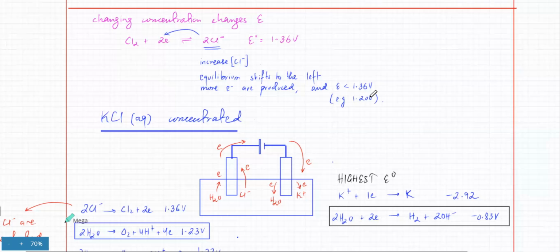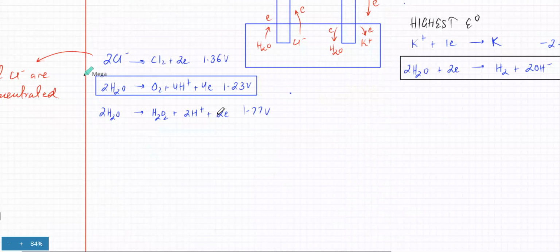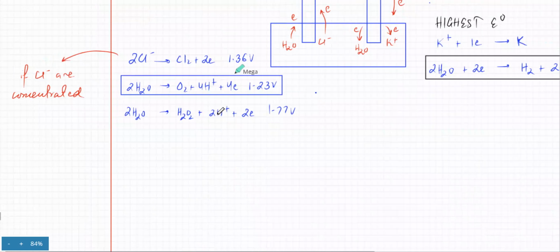And I gave an example that it would become 1.2 volts. So if KCl is concentrated, that means Cl ions are concentrated. So your potential, instead of being 1.36 volts, would be much lower. It would be 1.20 volts. Let's assume it decreases. Okay, Aisha, is this clear? Abu Rera? Sara, is this clear? Yes, sir.